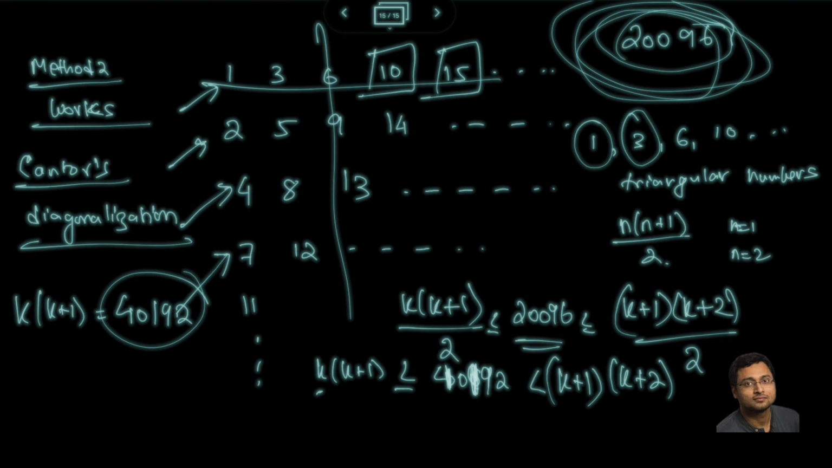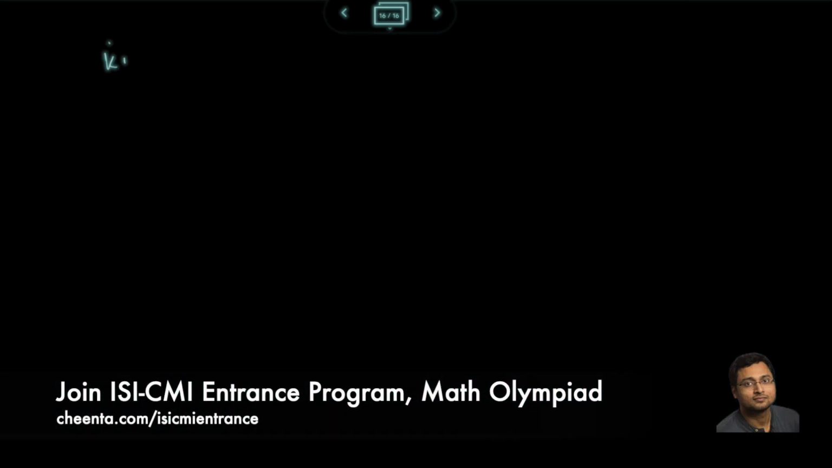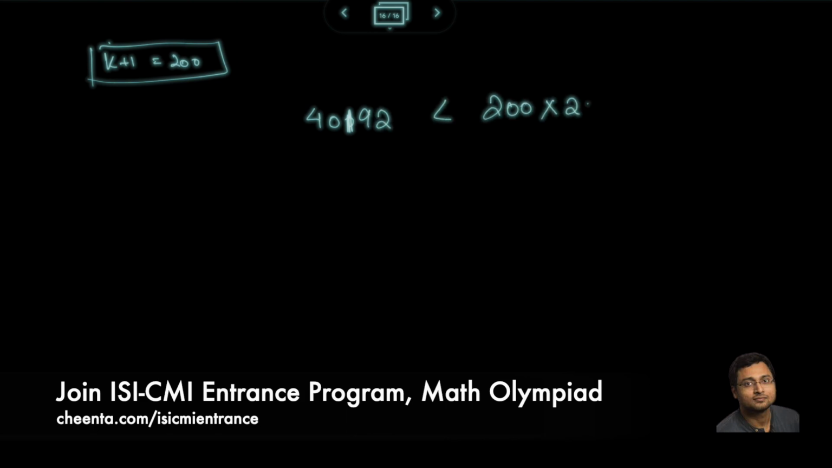That's fine. But you can also notice that if k plus 1 is 200, then k plus 2 is 201, then you will get 40,200, which is a little bit above 40192. So by inspection, you can also do this. If you take k plus 1 equals 200, okay. So 40192 is between 199 times 200 and 200 times 201, which is 40,200. It's a little bit above this number. So clearly k times (k plus 1) is 199 times 200. So this is the value of k.